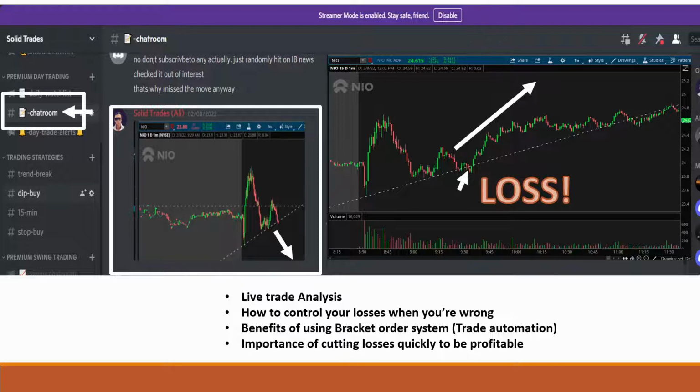It is ironic that you want to cut losses so that you can be profitable. It's so important. Without it, you're nothing. You're nothing as a trader. We as traders are just risk managers. All right, so let's get started.